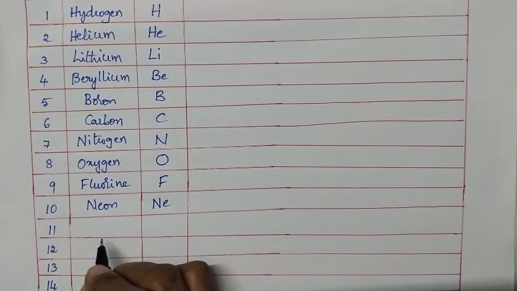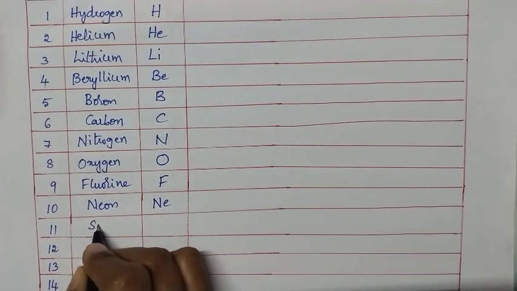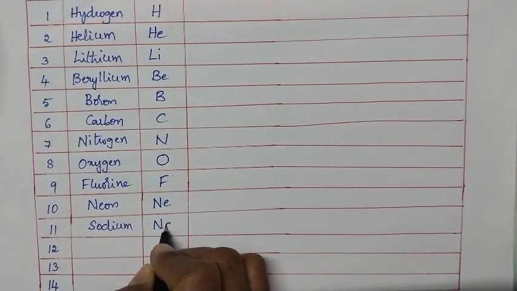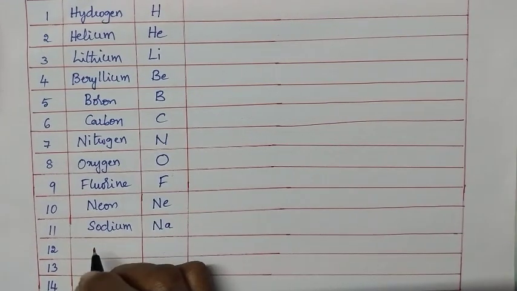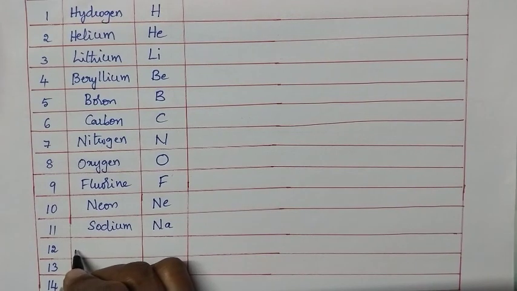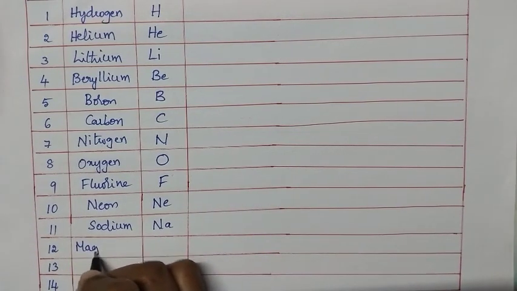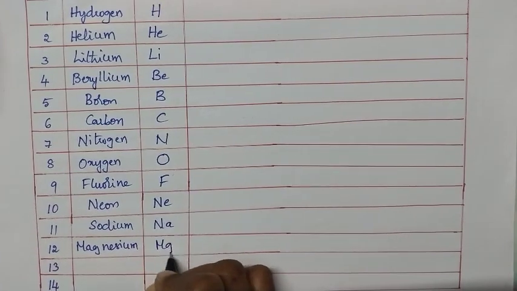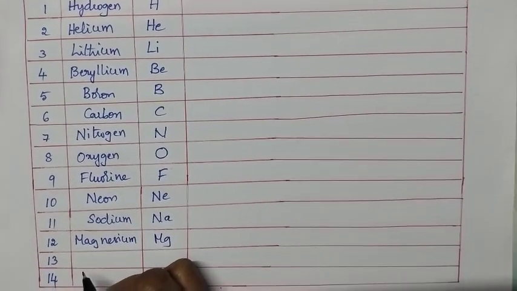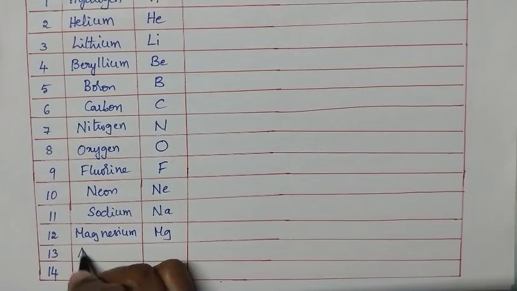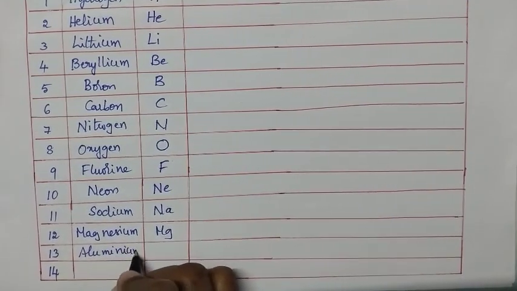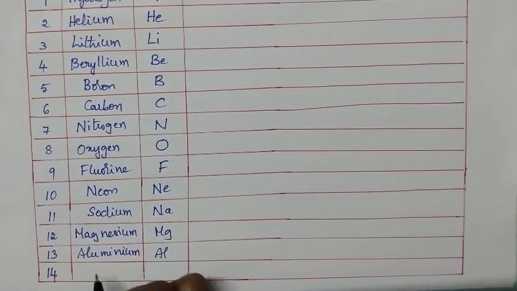Atomic number 11 means the element is sodium and the symbol is Na. Atomic number 12 means the element is magnesium and the symbol is Mg. Atomic number 13 means the element is aluminium and its symbol is Al.